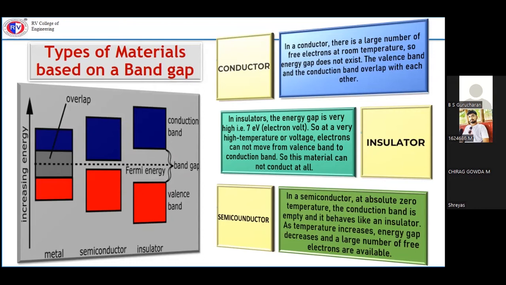Next, the semiconductor. This semiconductor is an intermediate between the metal and the insulator. In a semiconductor, the energy gap is not too small and not too great. It means it lies at an intermediate level. When sufficient energy is provided to the semiconductor, the electrons jump from valence band to the conduction band and then start conducting electricity. These are the three types of materials divided based on band gap.